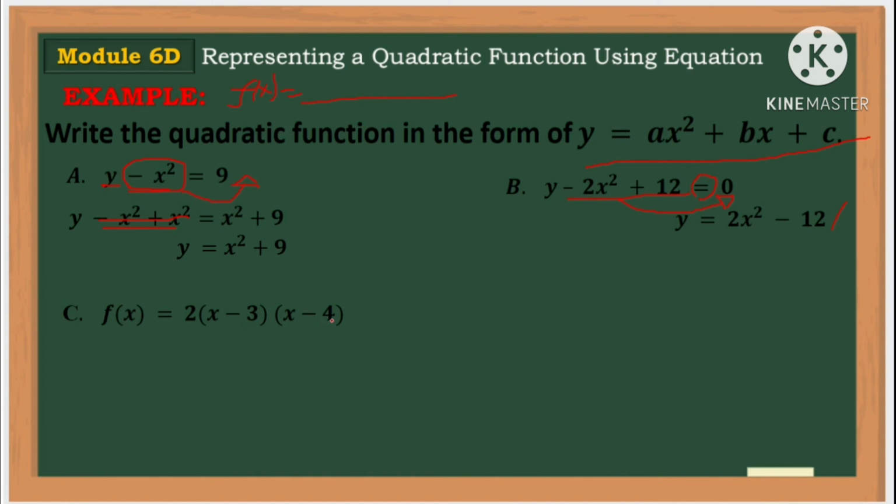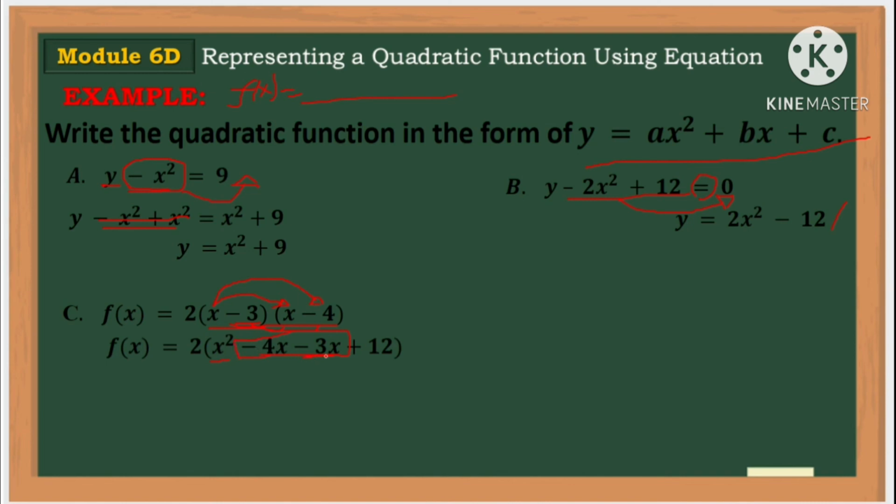Next, letter C, we have f of x is equal to 2 times quantity x minus 7 times the quantity of x minus 4. So, ito siya. Simplify natin. Pwede tayong gumamit dito ng FOIL method. So, x times x will give us x squared. So, x times negative 4 will give us negative 4x. Okay? So, next, negative 3 times x, negative 3x. Negative 3 times negative 4 is equal to positive 12. Okay, di pa tayo tapos.